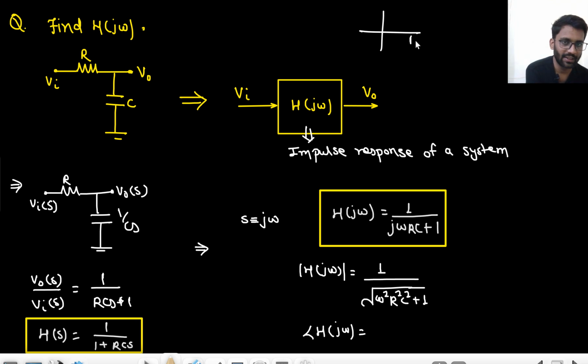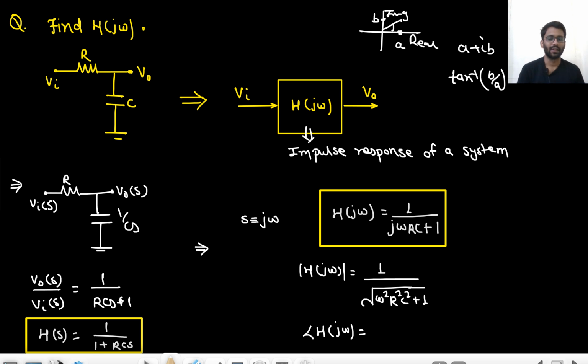This is our real axis always, and this is our imaginary axis. If I'm writing a + ib, that means a is the real one and b is the imaginary one. So this is the angle I am talking about. The angle would be tan inverse of y value by x value. This will be the angle.